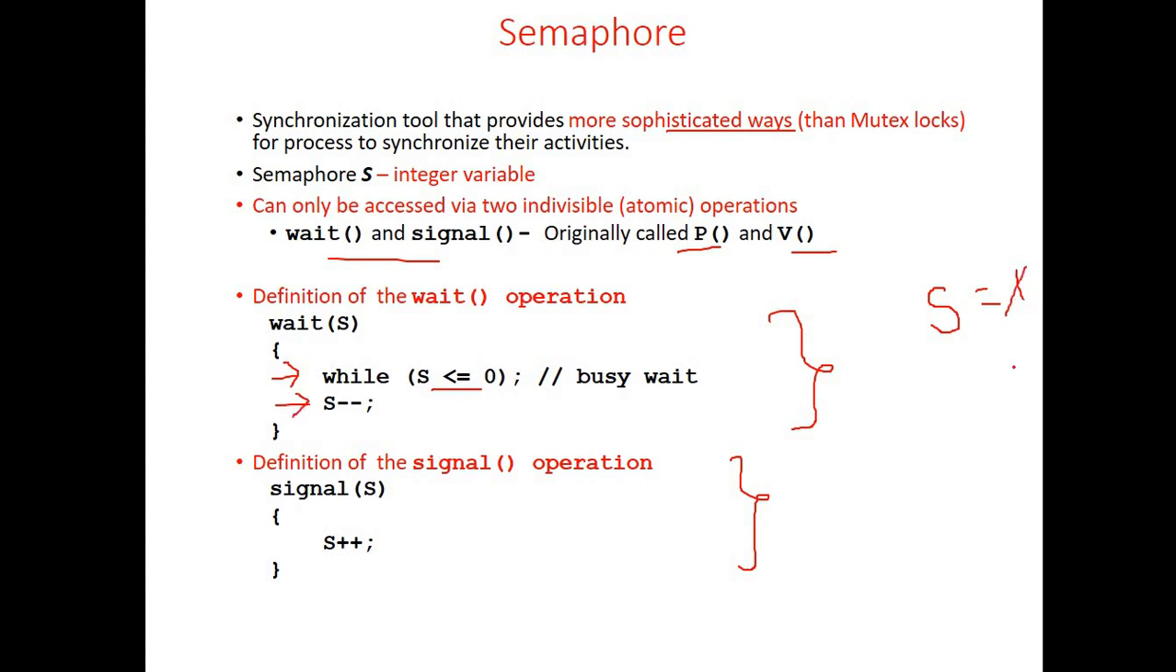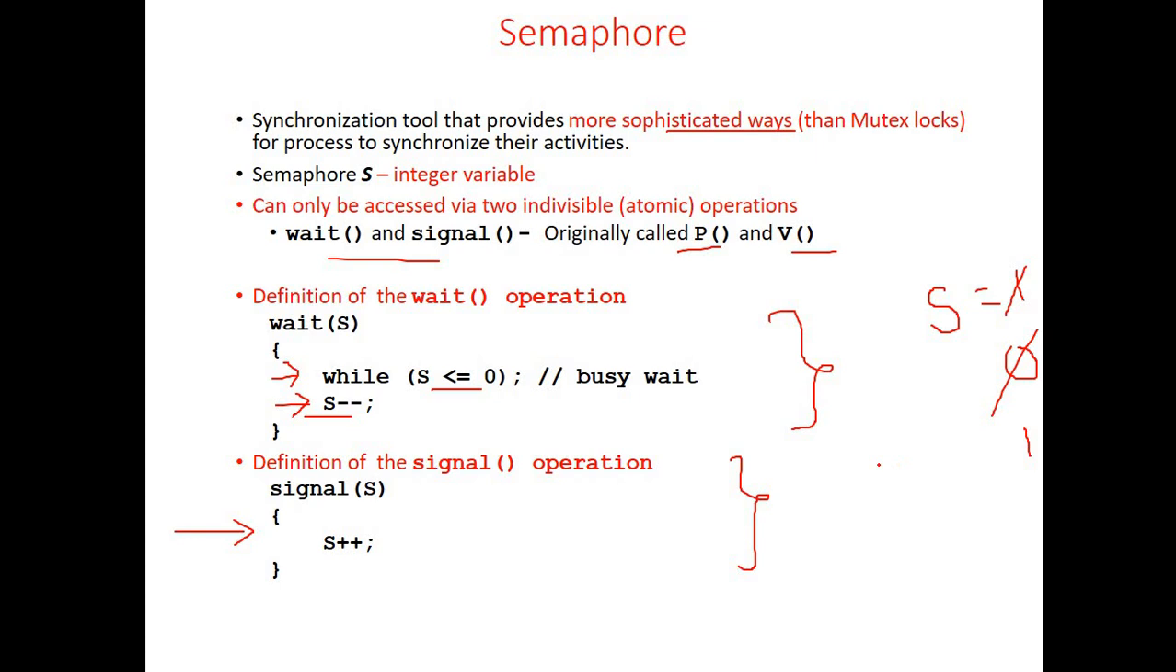The value of S will be changed from 1 to 0 and the process is permitted to enter into the critical section. So when the process comes out of the critical section, it increments the value of the semaphore variable of that particular resource. So in that way, when a process wants to enter into the critical section, it decrements the value of the semaphore variable.